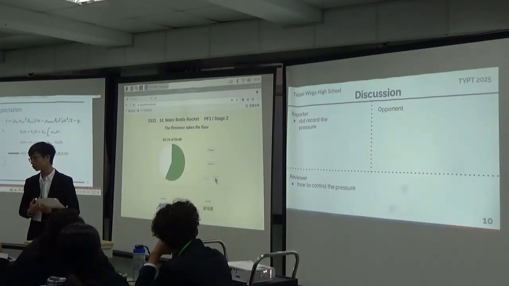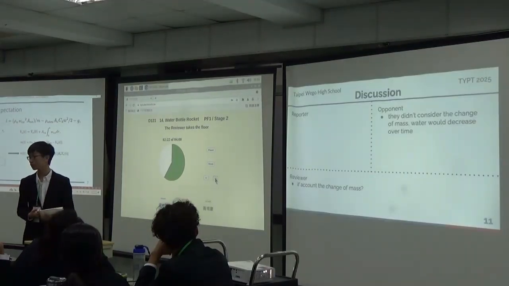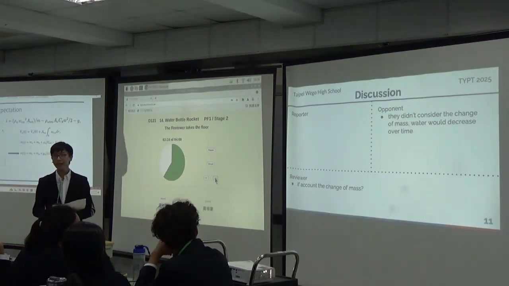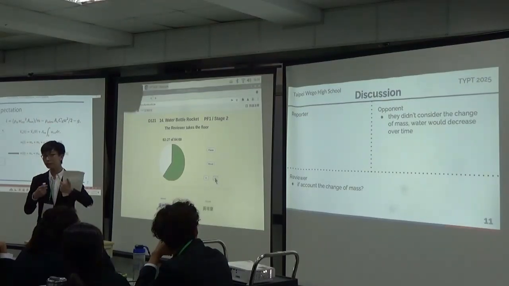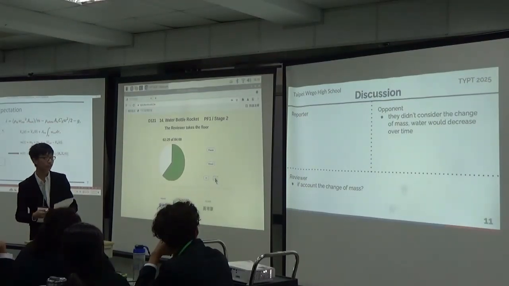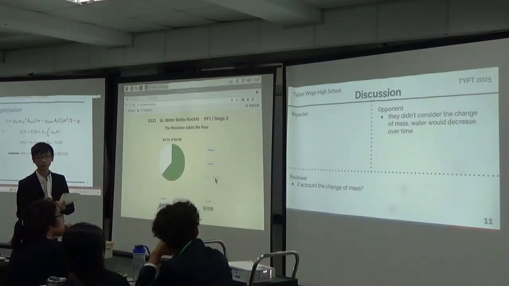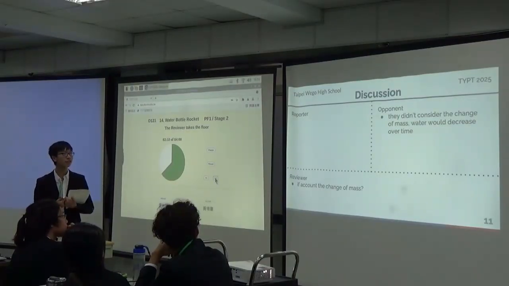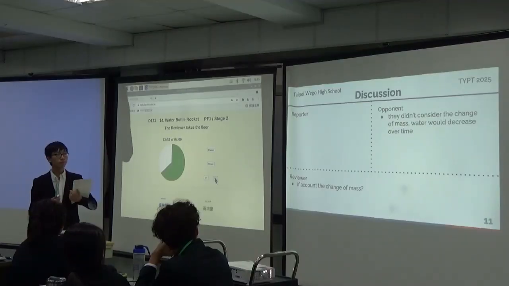I asked about how to control the pressure, and the reporter says he did record the pressure, which is not a very clear definition. And I asked both the reporter and the opponent about the changes of mass, which will affect the overall formula, and the opponent responds they then consider the change of mass, as water will decrease over time.